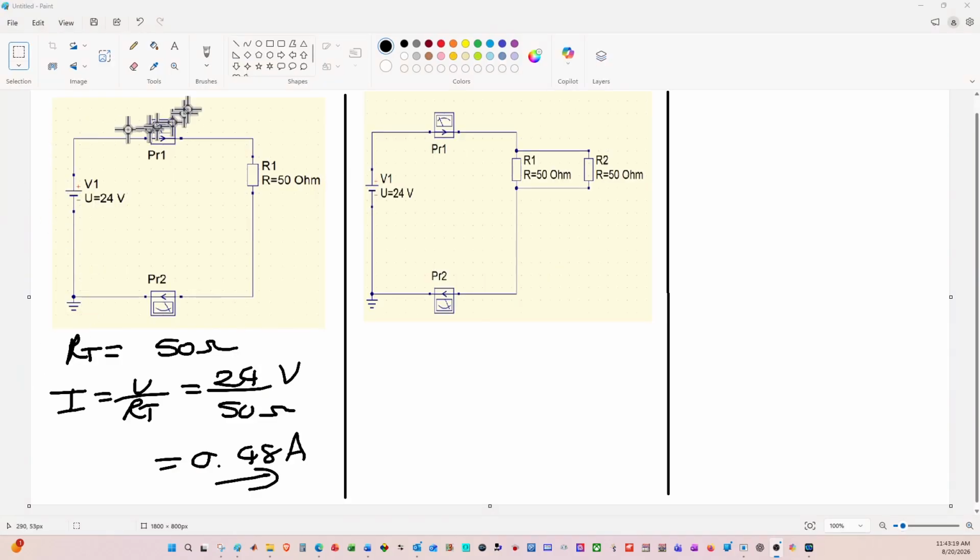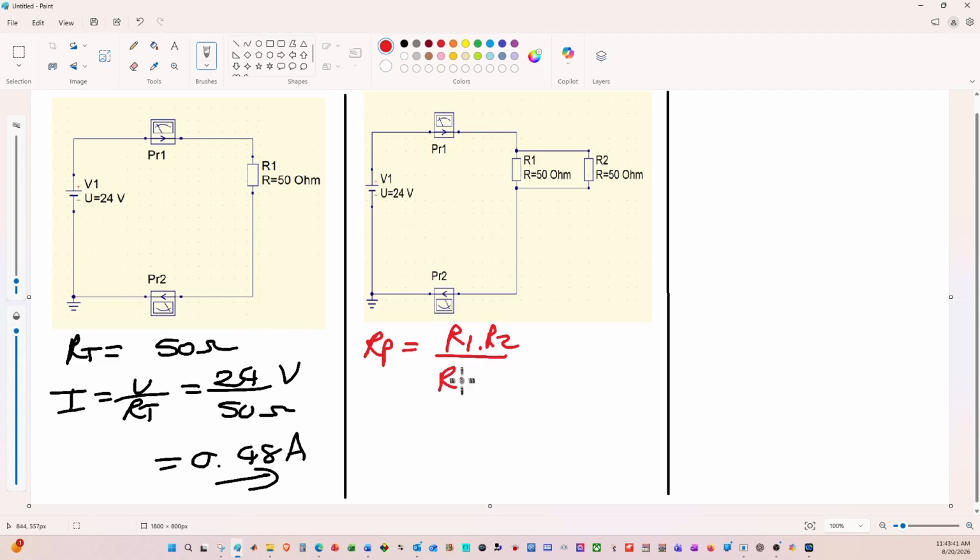So on the screen in front of you, you can see that we have introduced a second resistor, also 50 ohms, which is in parallel with the first resistance. Now, what is the resistance that's going to be seen by the circuit itself? The resistance parallel, if you've just got two resistors, is going to be resistor 1 times resistor 2 over resistor 1 plus resistor 2.